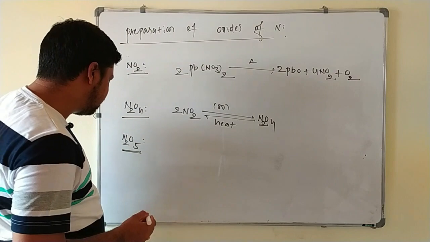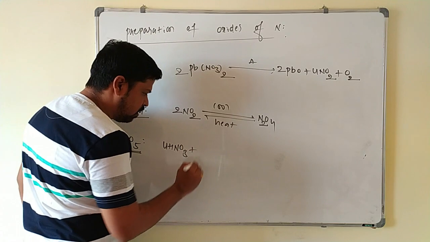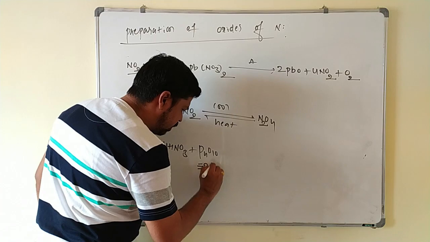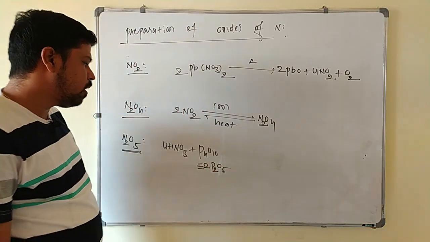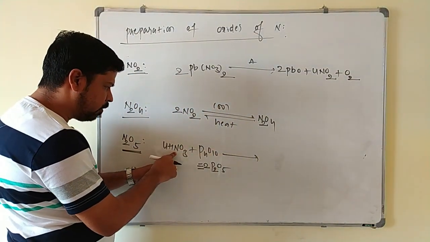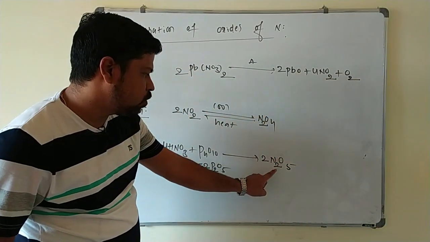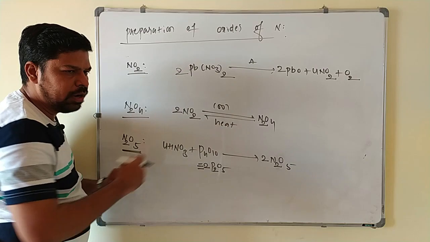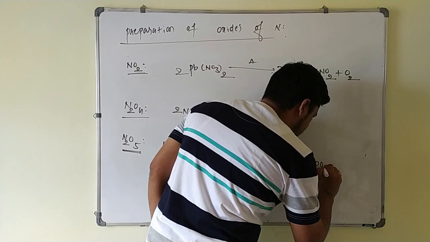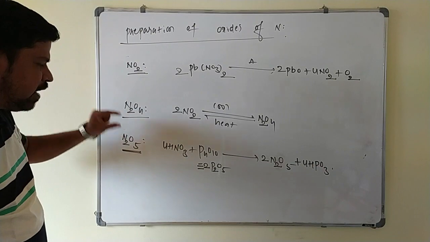Next one, N2O5. This N2O5 is prepared by the action of HNO3. 4 HNO3 reacts with P4O10. This P4O10 is nothing but 2 P2O5. By the reaction of these two, we will get 2 N2O5, because one N2O5 contains 2 nitrogens and here 4 nitrogens are there. You form 2 N2O5, and the remaining is 4 HPO3. This is the preparation of oxides of nitrogen.